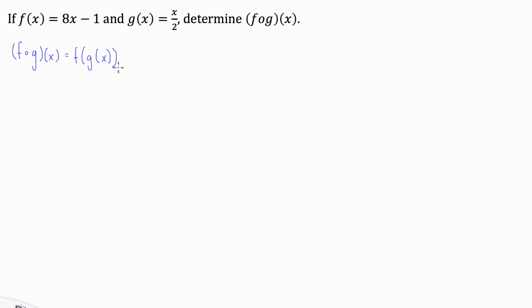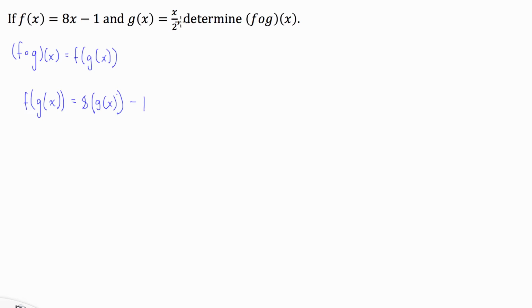I find this notation a lot easier to work with because what we can see is that rather than just having f of x, we're going to have to slot in g of x where the x value is in f of x. So basically, if we have f of g of x, this is going to be 8 bracket g of x minus 1, because we've slotted in g of x where the x usually goes in f of x.